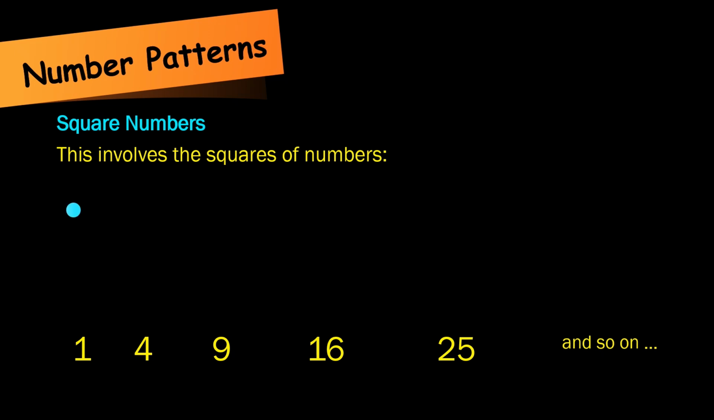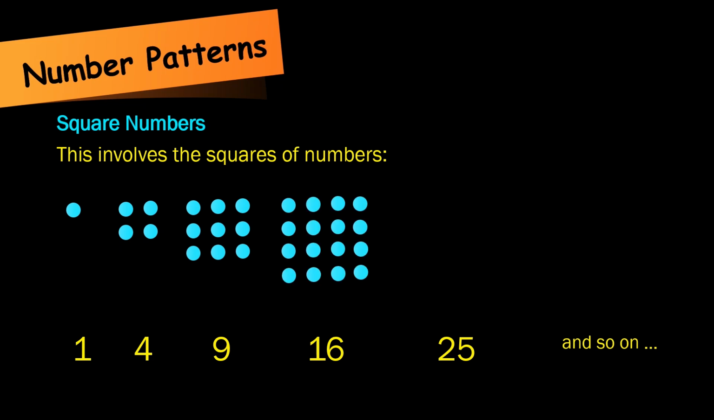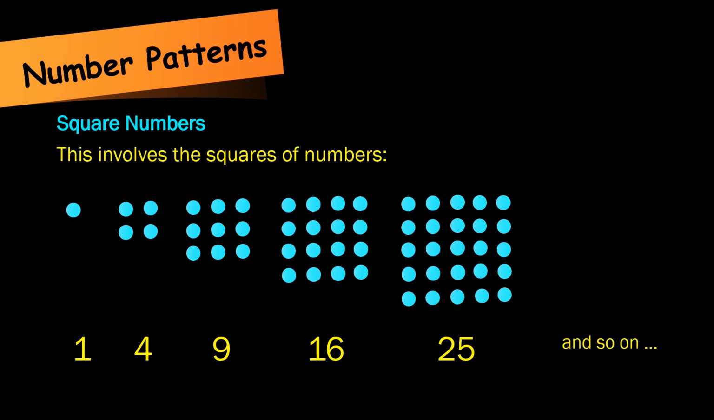The simplest case, of course, is 1. Then we have 4. This forms a square by arranging the dots as shown. The number 9 can also be arranged as a square by arranging the dots as shown. And similarly with the number 16, this is a 4 by 4 square. And the number 25, this is a 5 by 5 square, and so on.